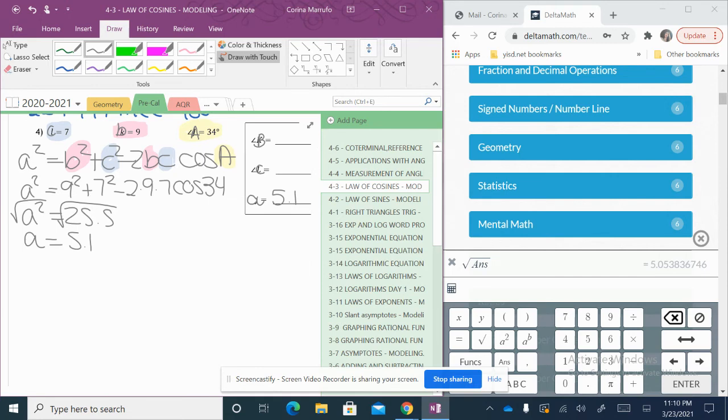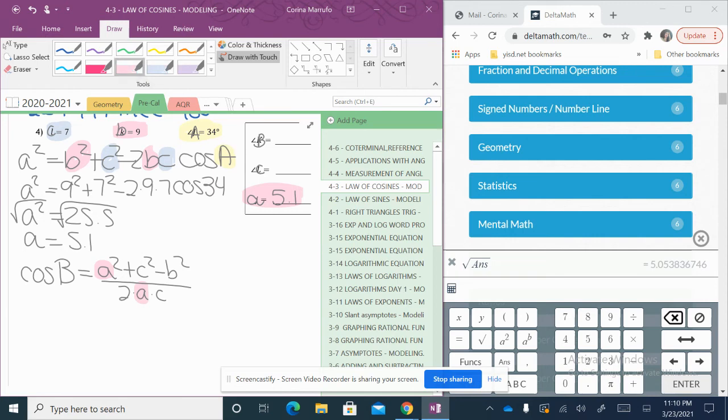Okay, so now we're ready to find the measure of angle B and C. So to find the measure of angle B, it's going to be cosine of big B equals a squared plus c squared minus little b squared all over 2 times a times c. Now remember, we just finished finding a. We found a is 5.1. So instead of a, we're going to be putting in 5.1.